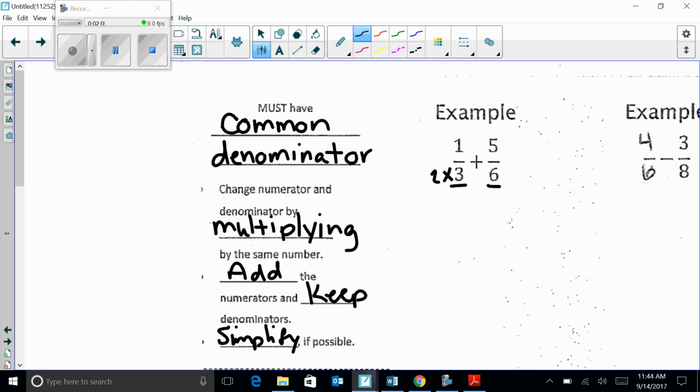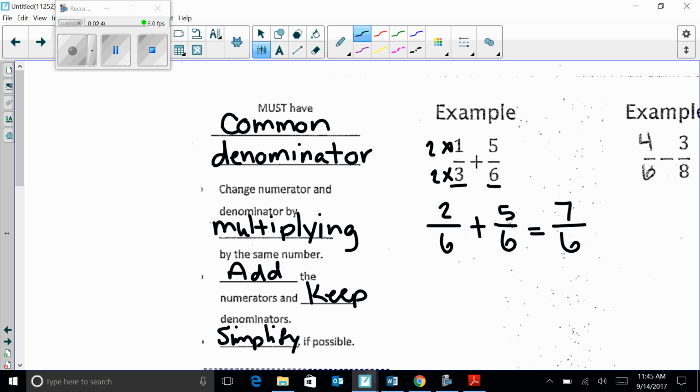But the rules say that if you multiply the denominator by the number, you have to multiply the numerator by the same number. So when I multiply, 2 times 1 is 2, 2 times 3 is 6, and I'm just going to bring down the plus 5/6. So now this looks like what we did yesterday, so we can add. So my 6 gets carried over in my denominator, and I'm going to add my numerators. 2 plus 5 is 7.